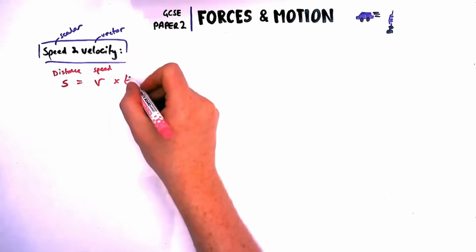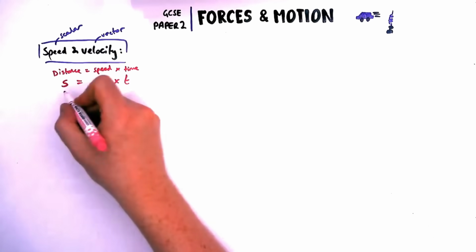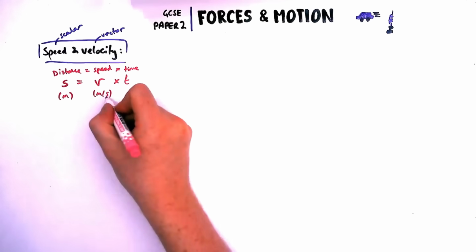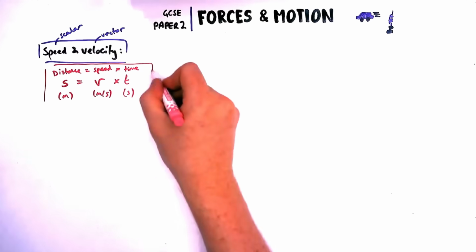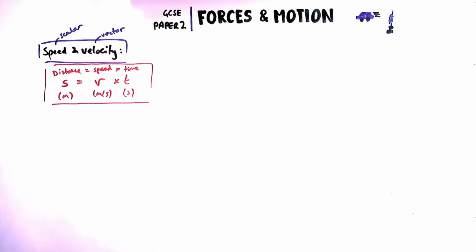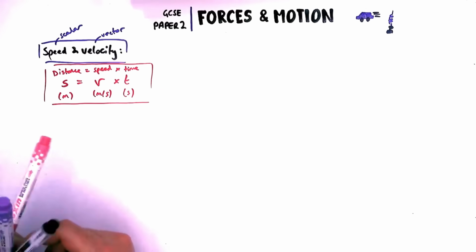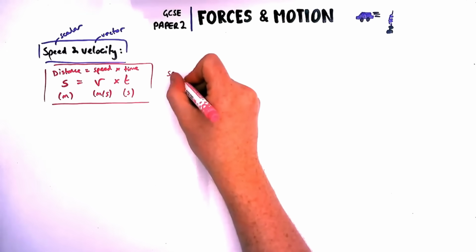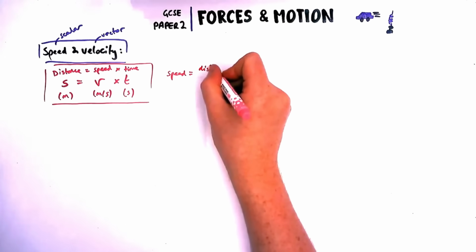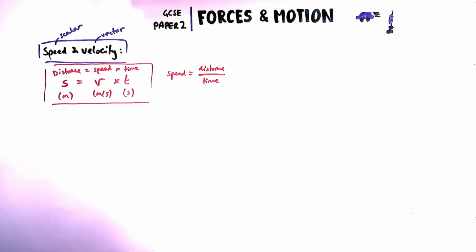Distance equals speed multiplied by time, with distance in meters, speed in meters per second, and time in seconds. Now, while this equation is correct, if I was to know the displacement of an object, that would tell me the velocity. So if I wanted to work out the velocity of an object, instead of distance over time, I would do displacement over time.